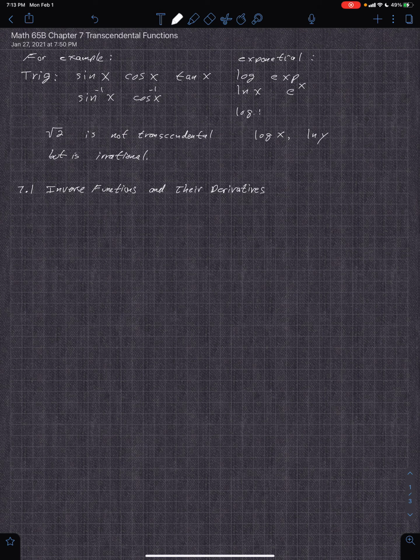Let's go on to chapter 7, on transcendental functions is the title. Just to give you an idea of what that is, let's look at this. I've listed a number of transcendental functions. All the trig functions, sine, cosine, tangent, etc., and their inverses are considered transcendental. Exponential functions as well: log, natural log, any sort of base. Exponentials, e to the x, or even any base to the power of x, 2 to the x. Those are all what are considered transcendental.